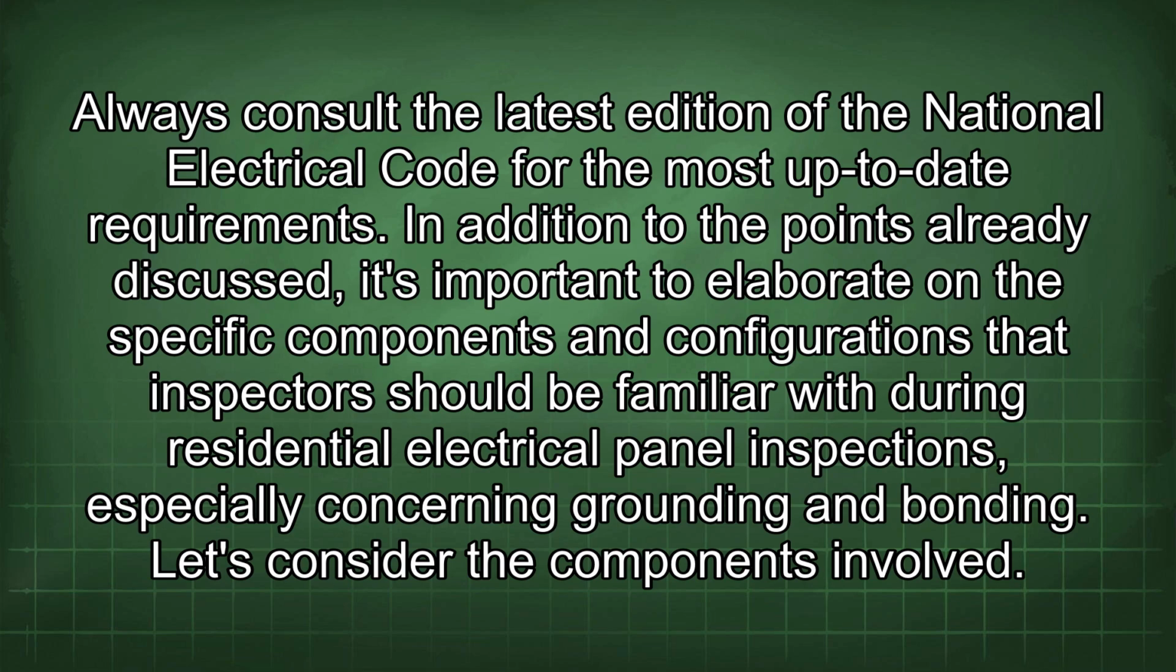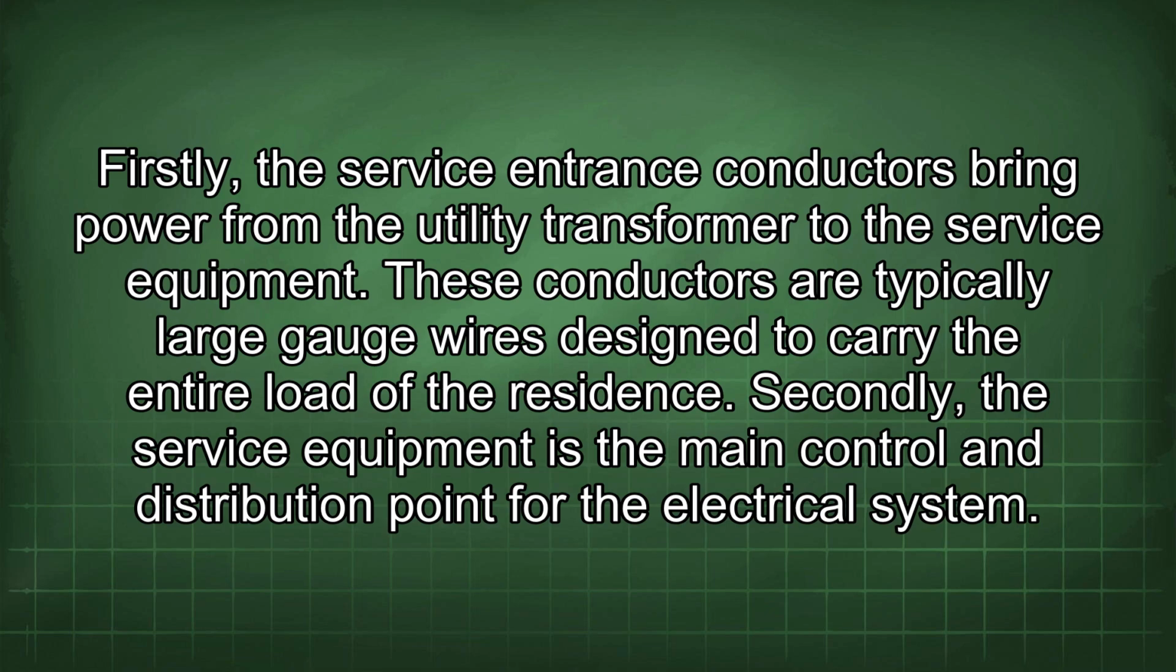In addition to the points already discussed, it's important to elaborate on the specific components and configurations that inspectors should be familiar with during residential electrical panel inspections, especially concerning grounding and bonding. Let's consider the components involved. Firstly, the service entrance conductors bring power from the utility transformer to the service equipment. These conductors are typically large gauge wires designed to carry the entire load of the residence.